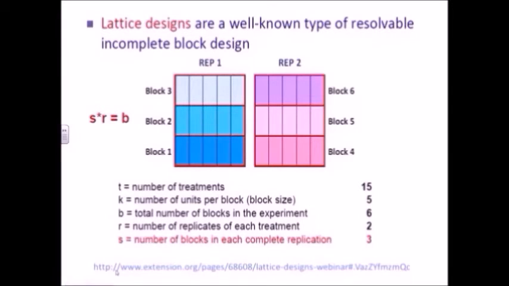This slide is demonstrating what a lattice design looks like. So we have 2 reps, and each rep has 3 blocks. T is our number of treatments. K is the number of units per block, in other words, the block size. B is the total number of blocks in the experiment across both reps. R is the replicates of each treatment. And S is the number of blocks in each complete replication. The key is that S times R is equal to B.